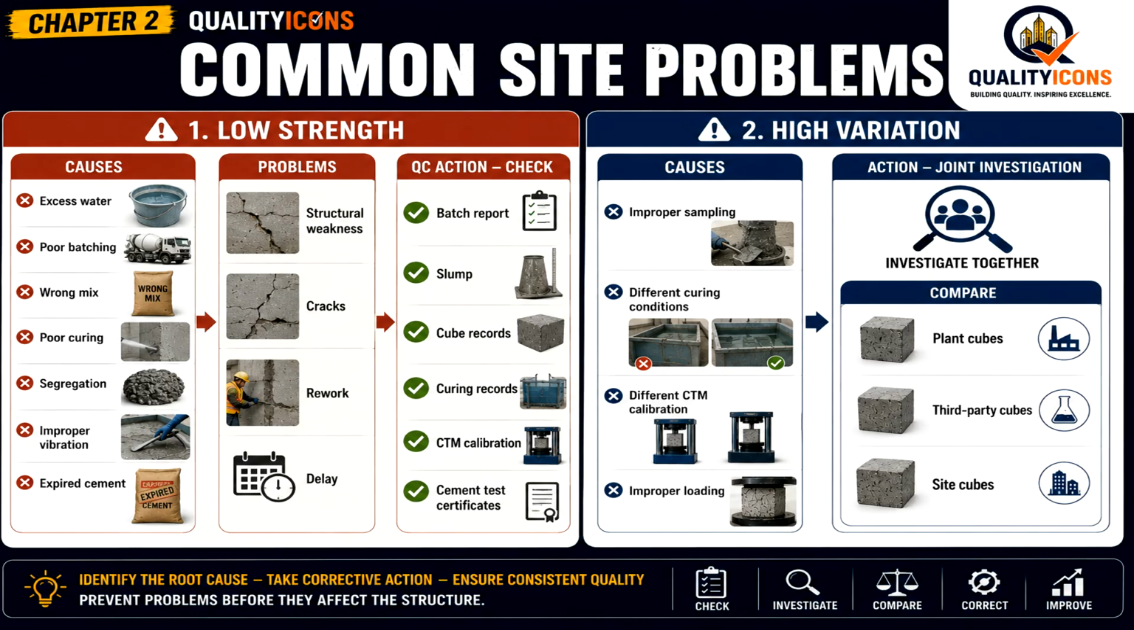Action. If any problem comes, finding the root cause is very important. Investigate together. Compare plant cubes, third-party cubes, and site cubes. Identify the root cause. Take corrective action. Ensure consistent quality. Prevent problems before they affect the structure.